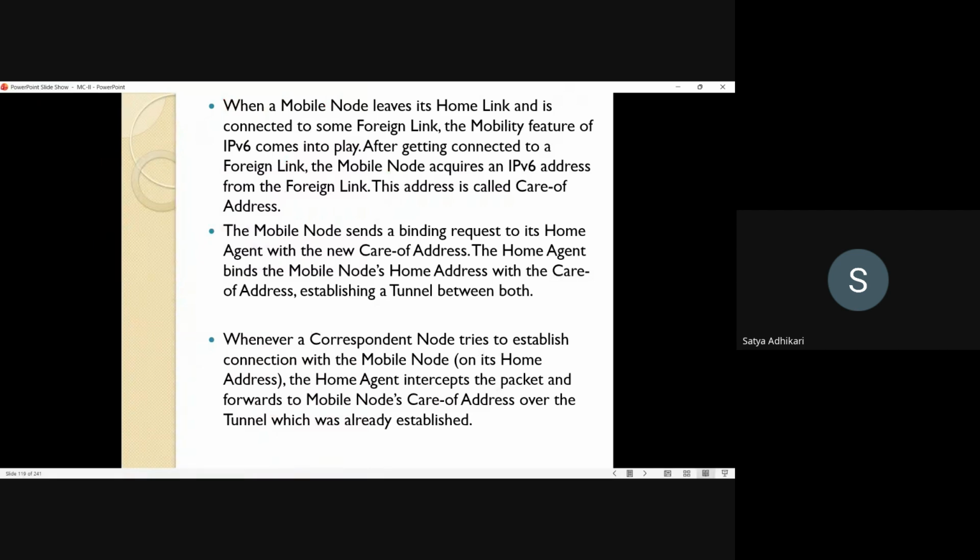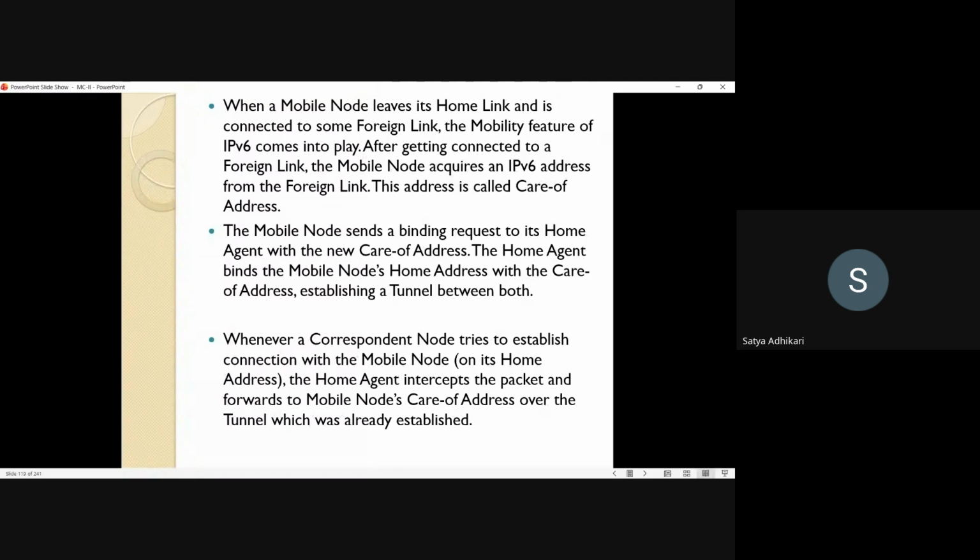This is the same as discussed in the previous slides. This is the home agent, and this is the new care of address, the new address of the mobile node. So now the mobile node does not belong to the home network. It belongs to a foreign network, and here is the new address. That address is referred to as the care of address. The home agent binds the mobile node's home address with the care of address, establishing a tunnel between both.